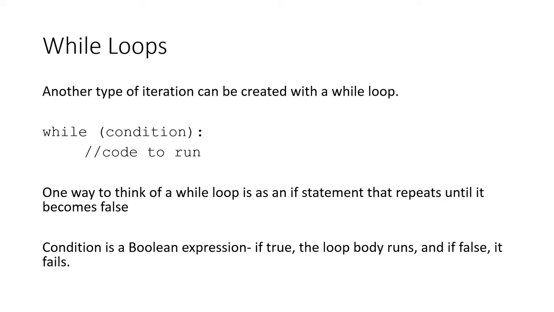In addition to the for loop, there's actually a second type of loop in Python called a while loop. Now the while loop can be thought of as an if statement that repeats until it becomes false. So if you think back to what we discussed in the selection chapter where we discussed Boolean conditions, the while loop takes a Boolean condition as its argument, and if that Boolean condition evaluates to true, the body of the loop runs. If it evaluates to false, it fails and jumps to the end and terminates the while loop.